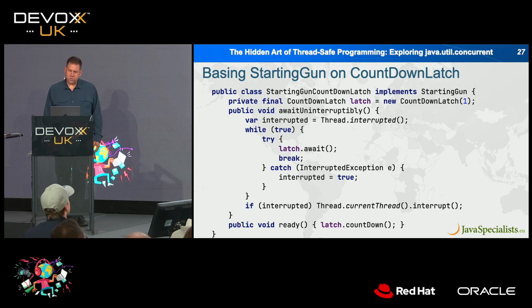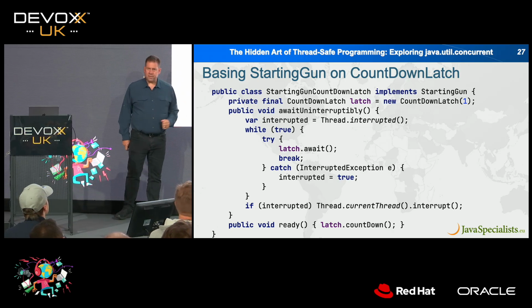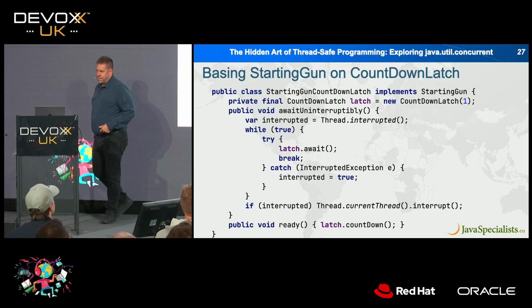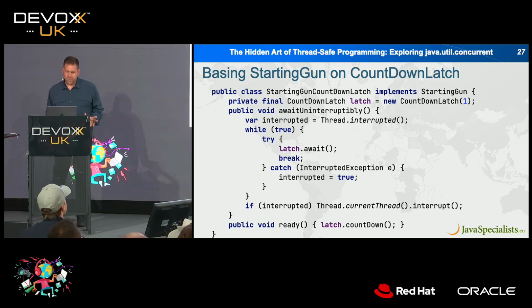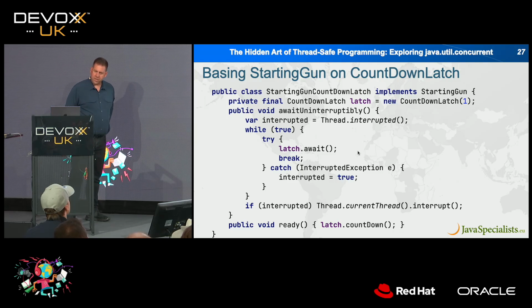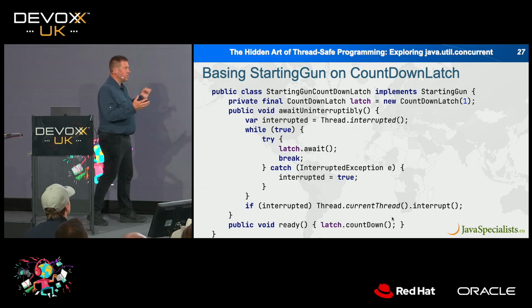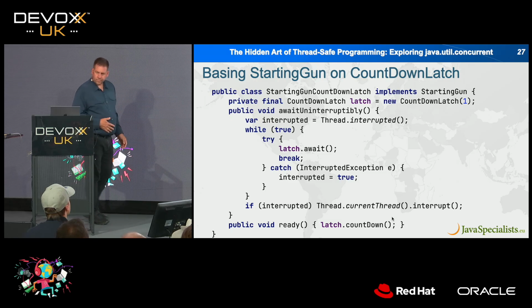Another way to do this is to base it on CountDownLatch. So I've made a CountDownLatch of 1, and the actual code looks quite similar. I'm again going to clear the interrupt. I'm going to call latch.await, and I'm going to keep on waiting until I have success, until the latch is open, and then exit, and ready will simply say latch.countDown. So this delegates to the CountDownLatch.